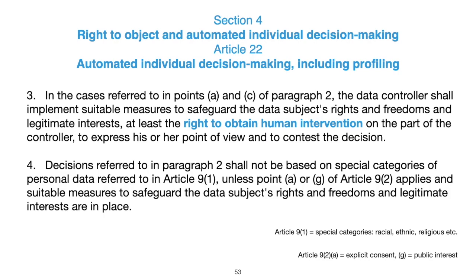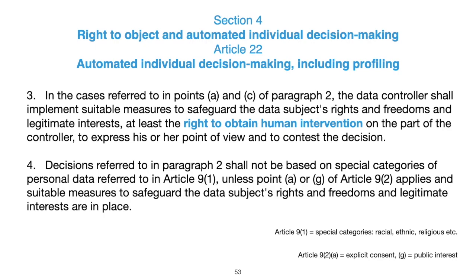Now, where automated processing does occur, the data subject, at a minimum, has the right to obtain human intervention and to express his or her point of view and contest the decision. So if a bank's algorithm refuses to give you a mortgage, you can at least require human intervention and a human review of that decision because it was based solely on automated processing.